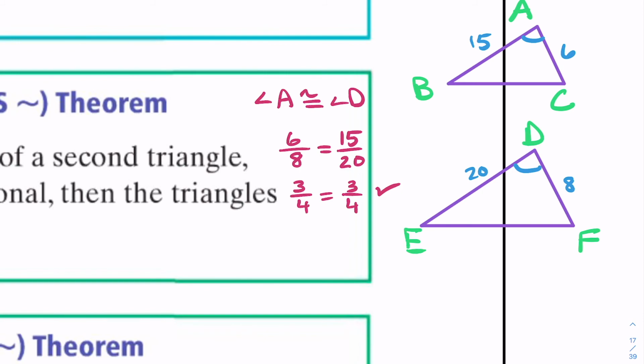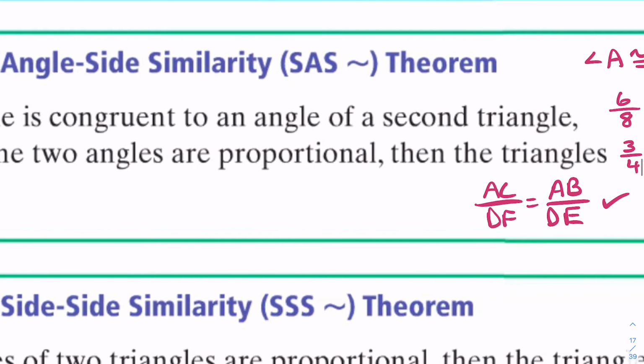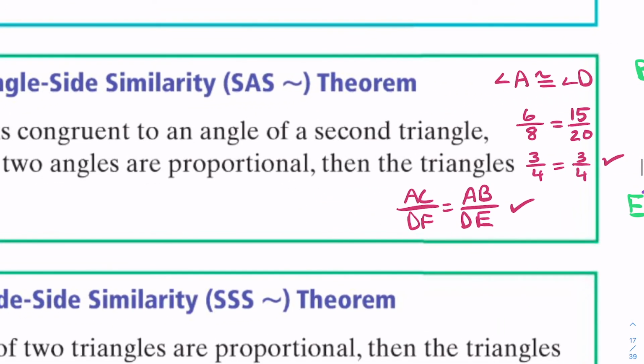And what I proved is that AC is to DF as AB is to DE. I demonstrated that they were proportional. So you've got to take these sides that have the angle included and prove them proportional. And so now I can say that triangle ABC is similar to triangle DEF by the side-angle-side theorem.